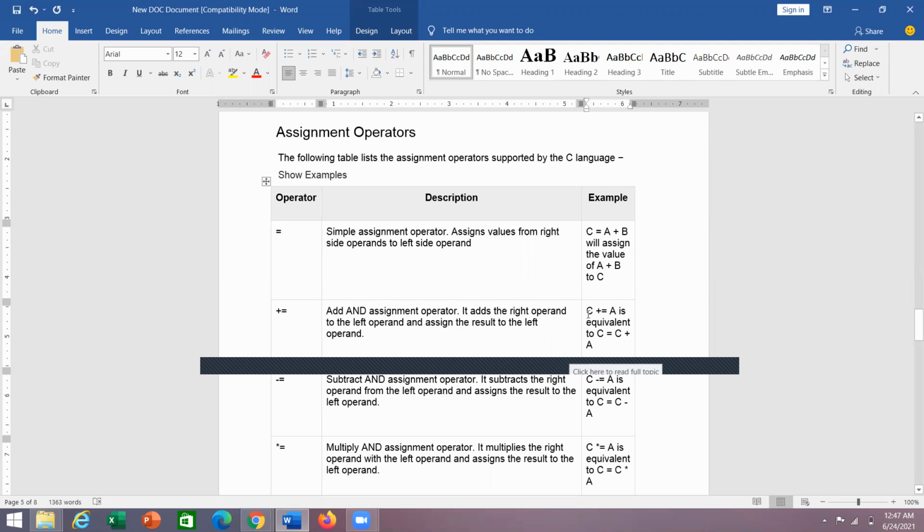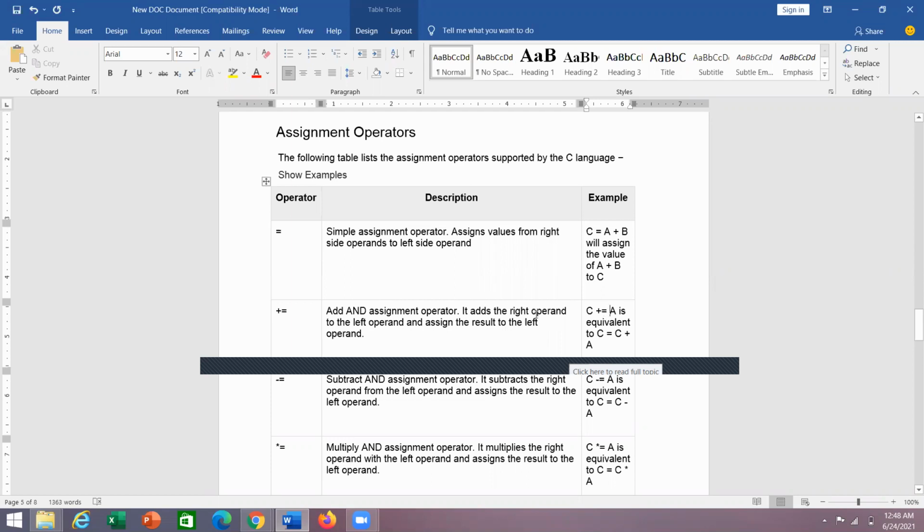What is the left operand here? C is the left operand. So A value is assigned to C. For example, A is 5, that will be assigned to C, and that means C is 5. How much value is held in C? 5. Okay. Then it assigns the result to the left operand. Okay, I understand now.